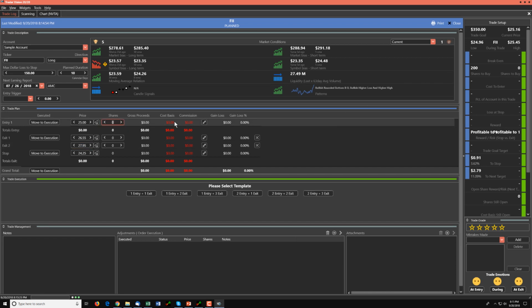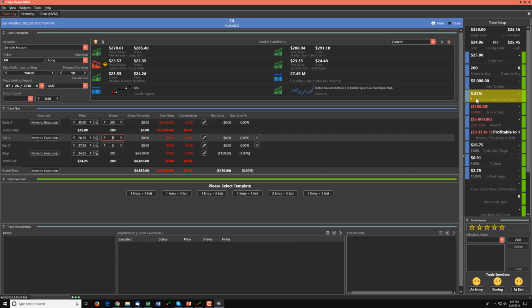It says we can do 200 shares, so we'll go ahead and do that. A little less than 4%, $150 of risk to the stop out, which is 3%. And if we sell half at that first target, we do get our 2 to 1.